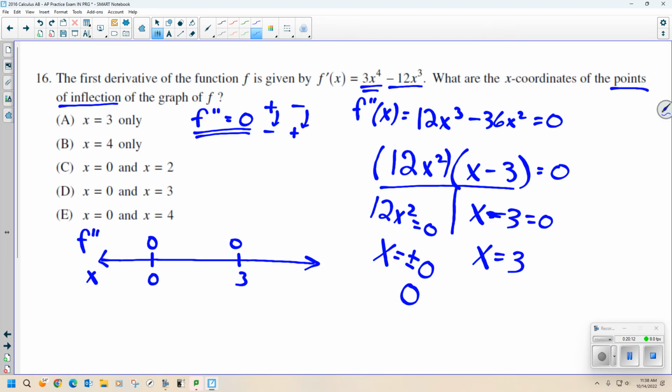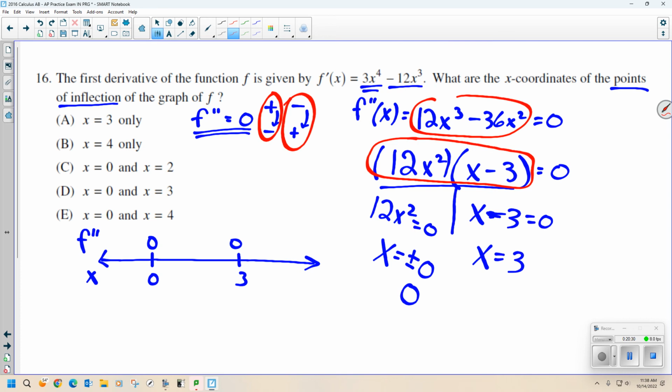I need to check values in between those zeros and put them in the second derivative. I can put them in the second derivative right into the equation, or I can plug them into the factored form of the second derivative. And I want to see, are they going to change from positive to negative or negative to positive? Let's pick 1, that's an easy one to pick. We'll pick 4, and we'll pick negative 1. All right? So let's start with 4.